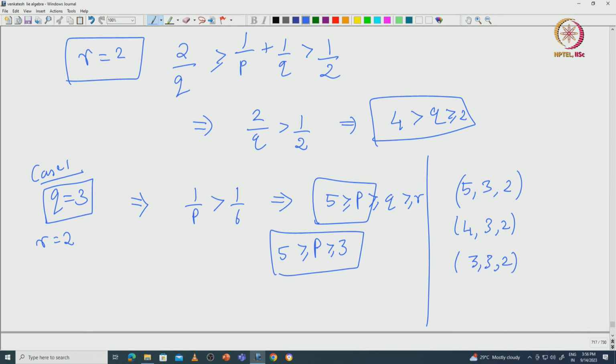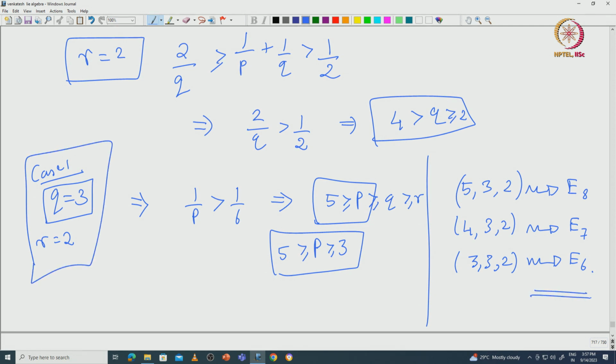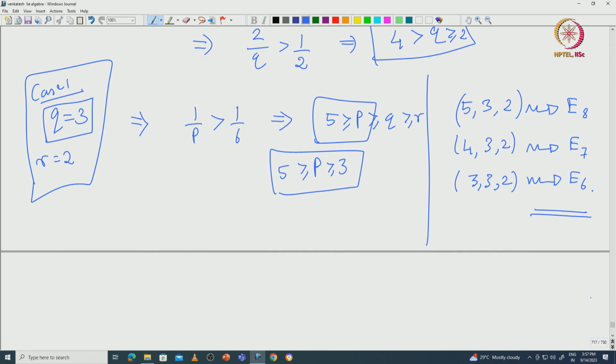And then it is not hard to see, in this possibility you get E8, and then in this possibility you get E7, and then in these possibilities you get E6. So, in this case, q equal to 3 and r equal to 2, we get all types of capital E. Now, let us see what happens if q is 2.